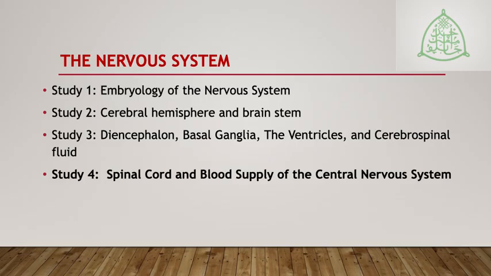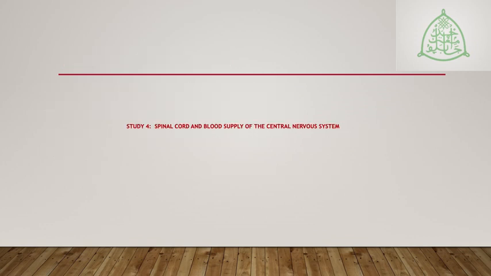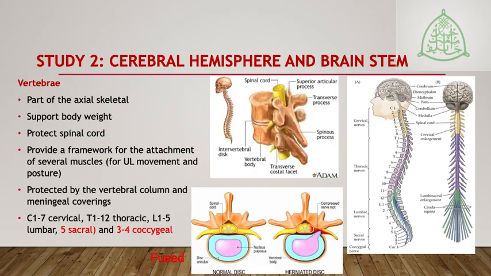So now we're going to be going into the next study, which is the spinal cord and blood supply to the central nervous system. So this is study 4. The spinal cord is located inside, just like we talked about the brain, which has several protective layers. The spinal cord also has protective layers, and it is protected by the vertebral bones that extend from the base of the foramen magnum all the way to the coccyx. So we have several bones that form that.